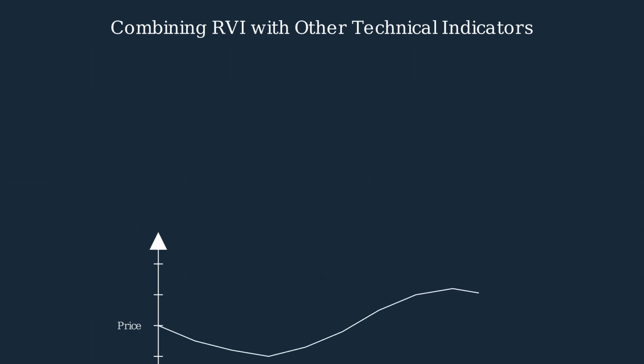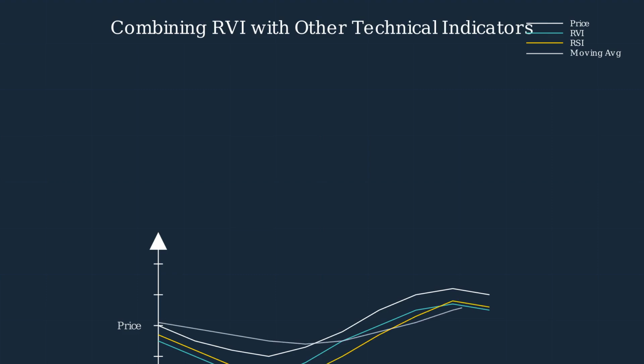Here we can see a price chart alongside RVI, RSI, and a moving average. The RVI line shows volatility-based momentum, while the RSI confirms price momentum. The moving average provides trend context. When these indicators align, they create much stronger signals. For example, here we see an RVI bullish signal combined with an RSI oversold condition near a key support level.